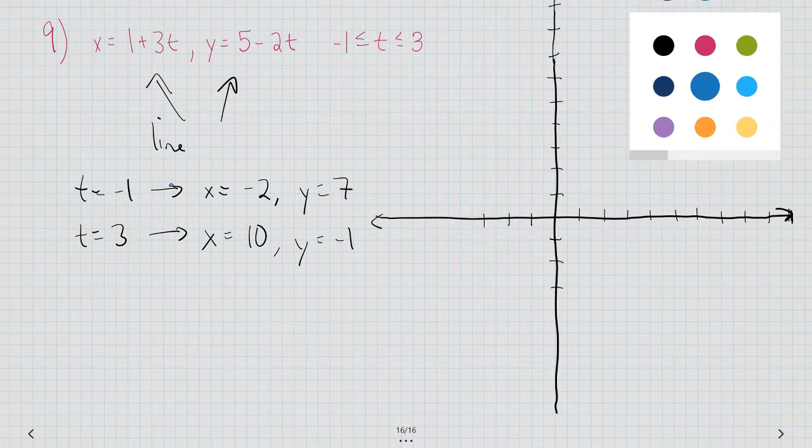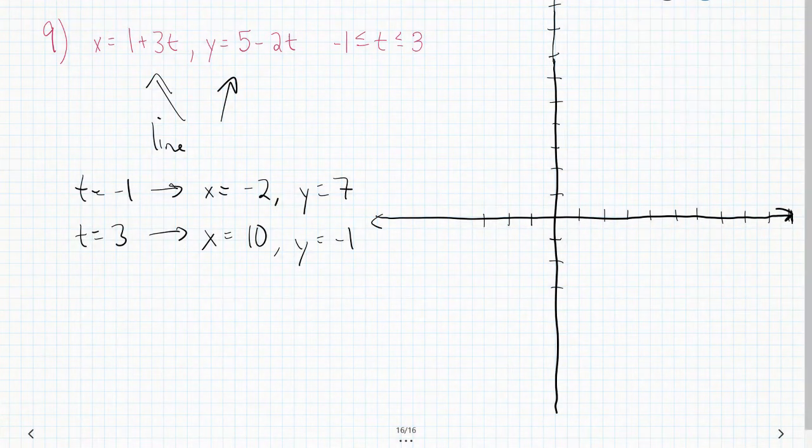Here's all it is. We know it's a straight line, right? We have 2 points for that line. You have negative 2, 7. So we'll go x equals negative 2, 3, 4, 5, 6, 7. There's 1 point right there. And this is our starting point, because that's the smallest t value. And then we finish at t equals 3. That's x equals 10, y equals negative 1.